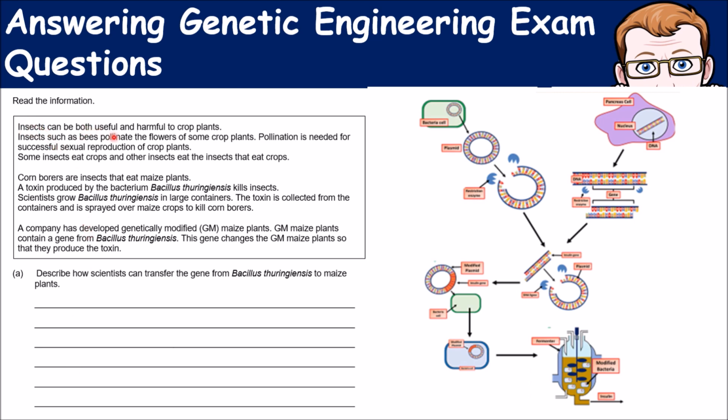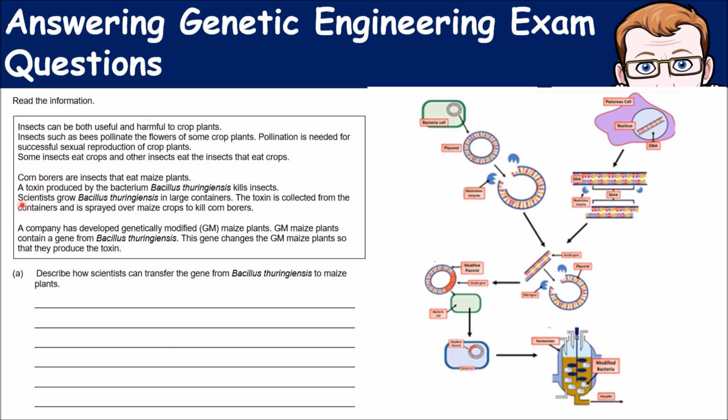So insects can be useful and harmful to crop plants, right? That gives you some instant clue about what it's about. Insects such as bees pollinate the flowers of some crop plants. Pollination is needed for successful sexual reproduction of crop plants. Some insects eat crop plants and other insects eat the insects that eat the crop plants. Corn borers are insects that eat maize plants. So all this top bit is just background information.